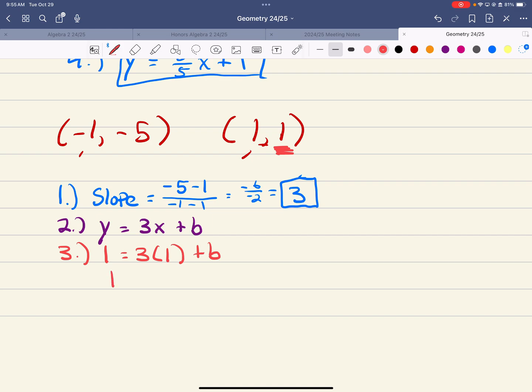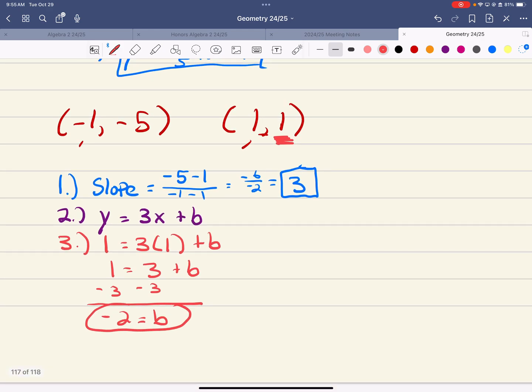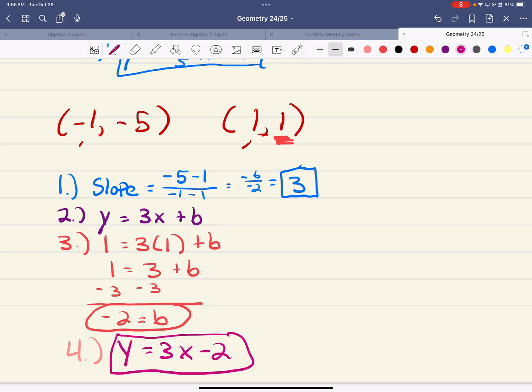So this is 1 is equal to 3 plus b. Now we have to solve for b. So subtract 3. That's -2 is equal to b. So now I've got my b value. So then we go to step 4. We rewrite the equation with our b value in there. There's the equation of a line that goes through those 2 points.